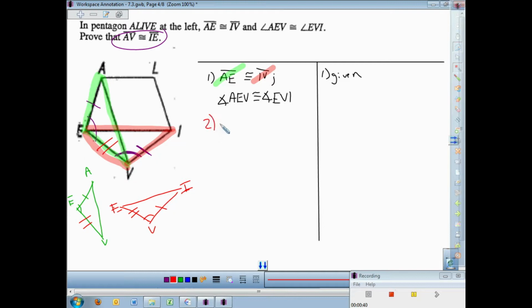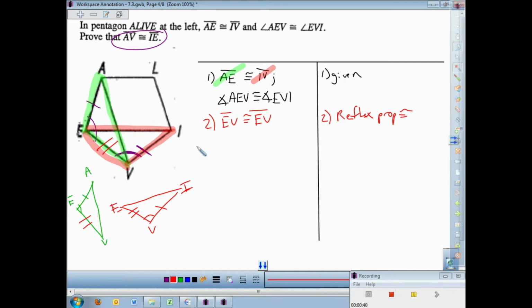Then we write it down. Segment EV is congruent to segment EV. Reason? It was the shared side. That's the reflexive property of congruence. Got it written down.